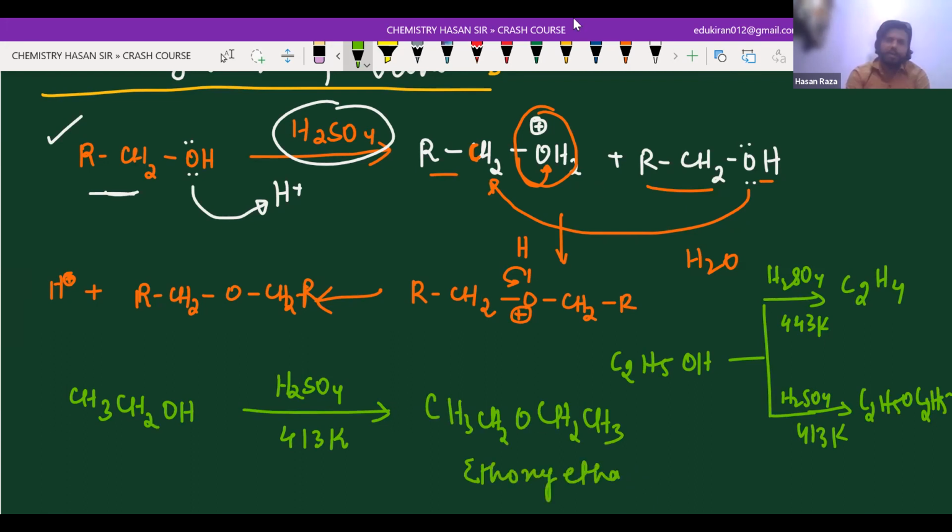Ethoxyethane. See, this functional group is basically a bridge functional group. So on either side you need to decide which one is the parent chain and which one is the substituent. Since both are the same, we can take alkoxyalkane. So this is ethoxy. Very good.